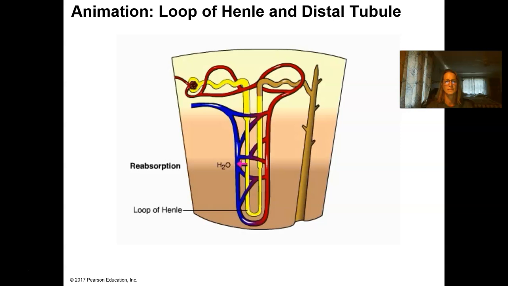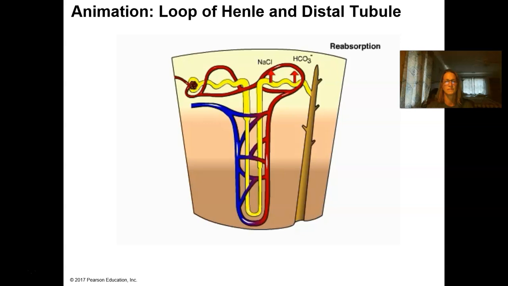This portion of the loop is impermeable to water but not sodium chloride. Sodium chloride diffuses out, lowering the solute concentration of the filtrate and adding to the solute concentration of the surrounding fluid. Near the top of the loop, sodium chloride is actively transported out, further diluting the filtrate. More substances are reabsorbed from the distal tubule. Sodium chloride is actively transported out of the filtrate.